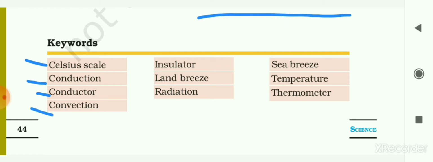Next is convection. Convection is the transfer of heat or thermal energy through the movement of liquid or gas, or through the movement of molecules in the liquid or gas. This is another mode of transfer of heat. Next is insulator. Materials which do not allow heat to pass through them easily are called poor conductors of heat, or insulators of heat. We have already seen the example that air is an insulator of heat.